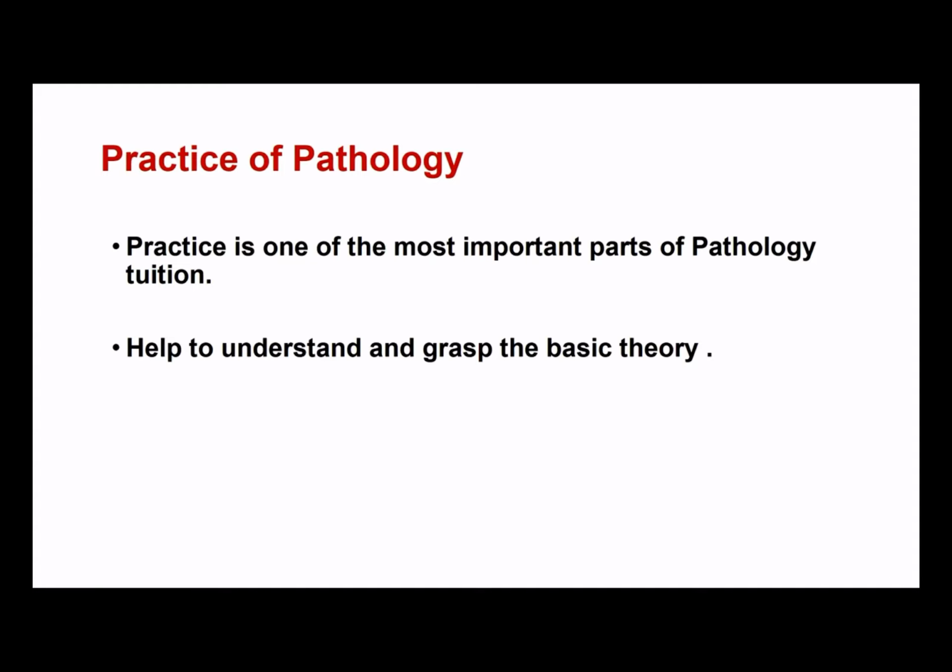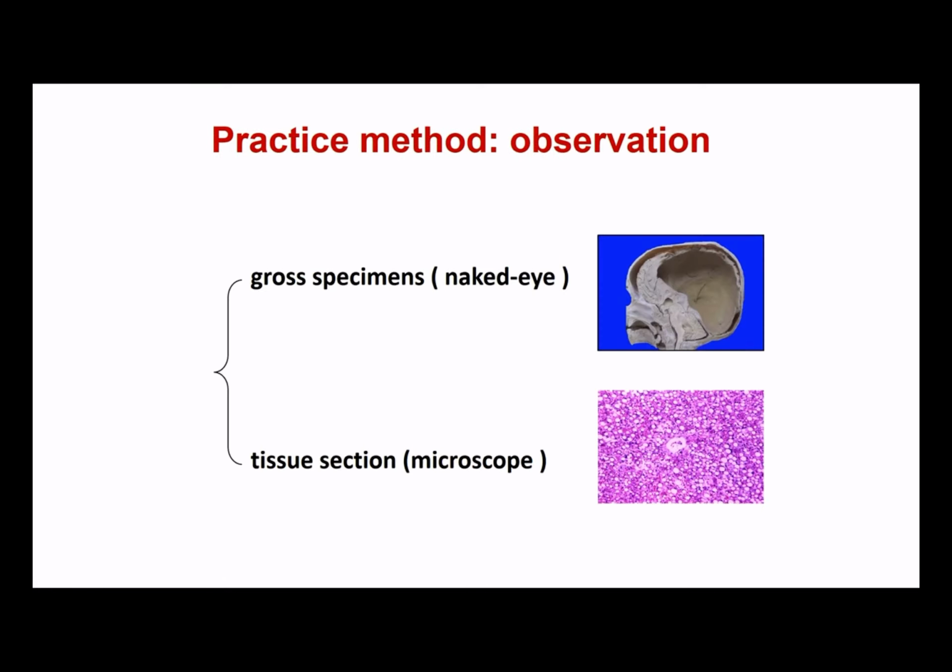Today, I will introduce to you what we do in practice course. Practice is one of the most important parts of pathology tuition. It helps us to understand and grasp the basic theory of pathology. We do a lot of observation in practice course. There are two methods: the gross observation by naked eye and section observation by microscope.